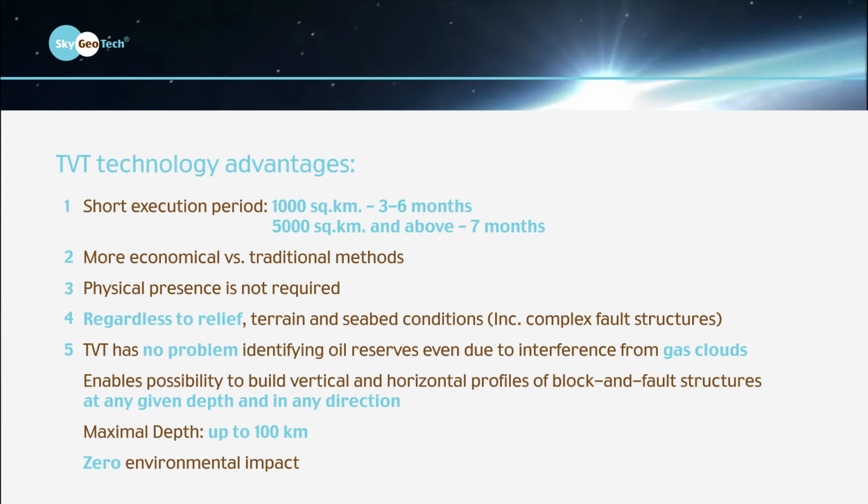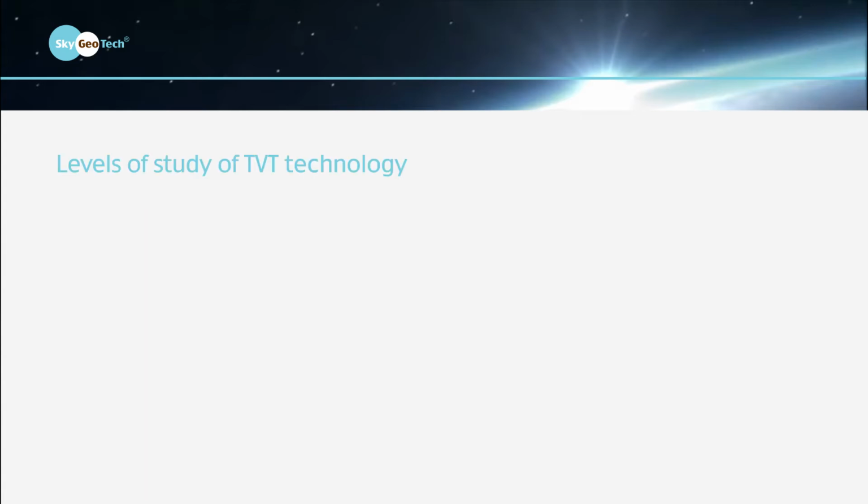Our technology has no problem identifying oil reserves even due to interference from gas clouds, which are usually a huge problem for hydrocarbon explorations. With the use of TVT technology, we can build vertical and horizontal profiles of block and fold structures at any given depth and in any direction. The maximum depth is up to 100 km. And last but not least, it has zero environmental impact.